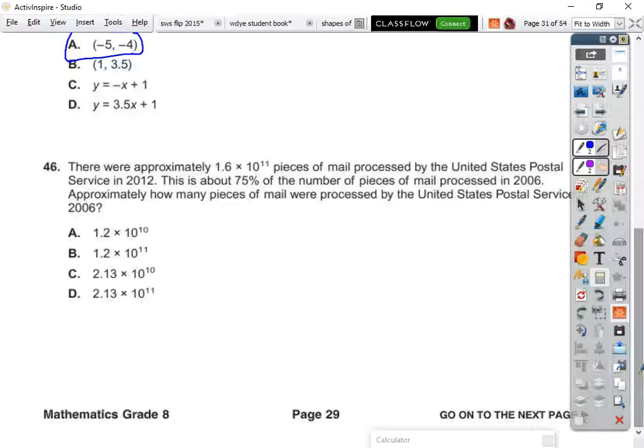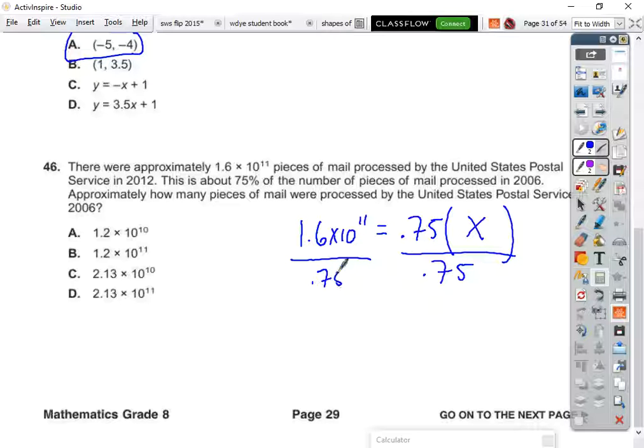So you know that 1.6 times 10 to the 11th is equal to 0.75 times something. Let's call that something x. So that means we'll divide both sides by 0.75. But wait a second, dividing by 0.75 is the exact same thing as multiplying by the reciprocal, right? And 0.75 is just a fancy way of saying 3/4, right? So really, I'm going to multiply by 4/3.